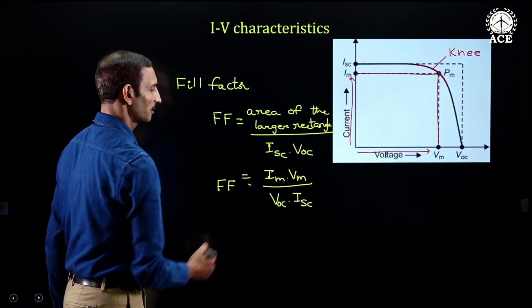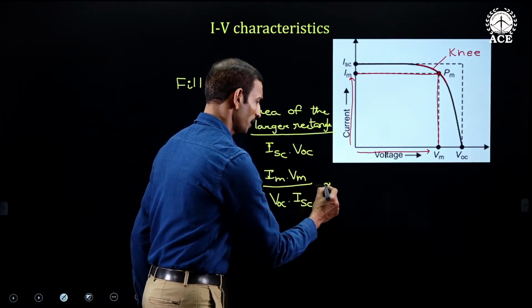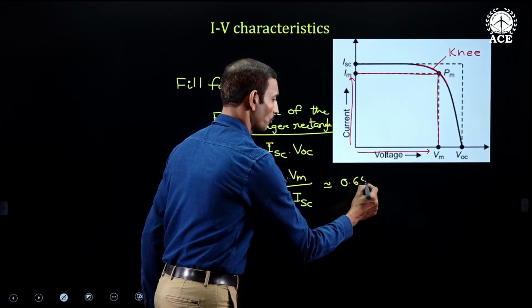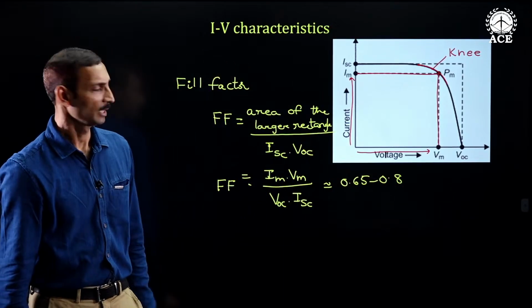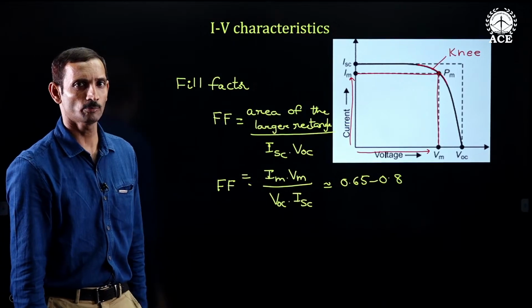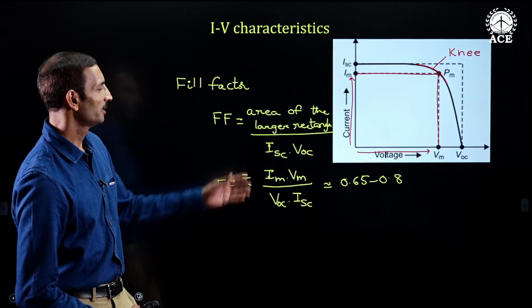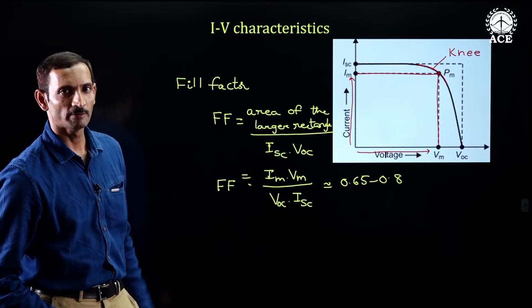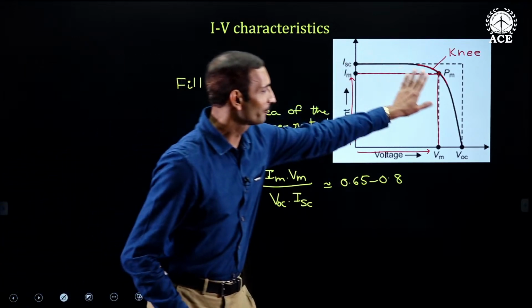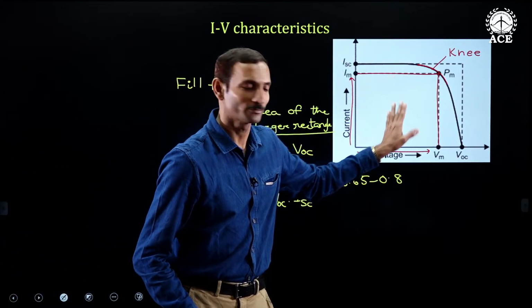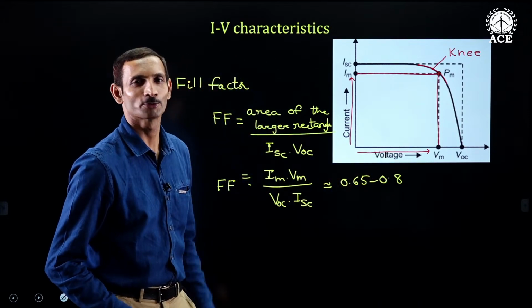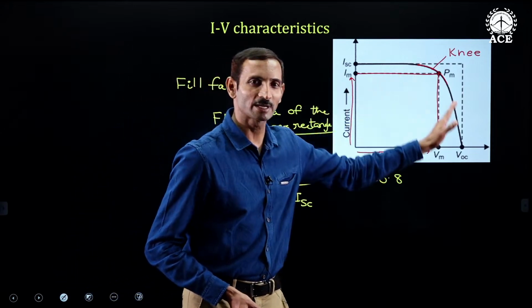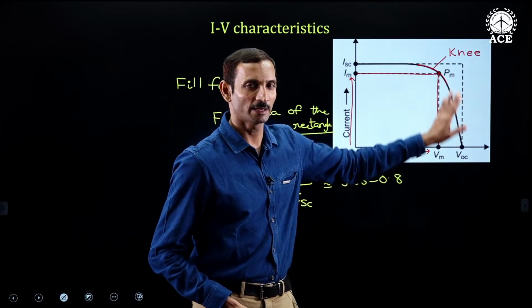Generally this fill factor would be between 0.65 and 0.8 for a solar cell, so it is of the order of 0.65 to 0.8. What is fill factor? The area of the largest rectangle divided by the entire area under the curve, which is nothing but the product of ISC and VOC. So you can consider it that way: area of the largest rectangle divided by the entire area of the curve.